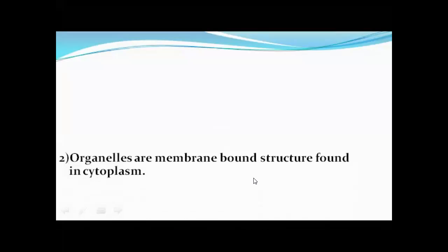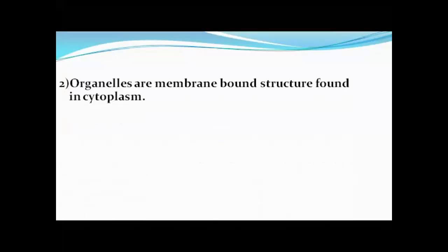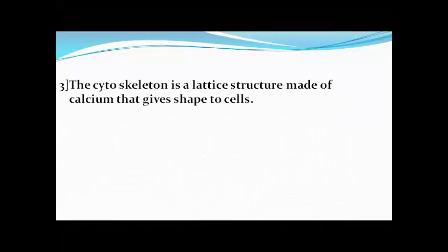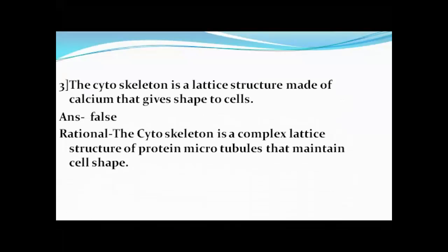The next question is, we have already gone through. Third question is, the cytoskeleton is a lattice structure made of calcium that gives shape to the cell. Answer is false. Why? The cytoskeleton is a complex lattice structure of protein microtubules that maintain cell shape. So the answer is false.